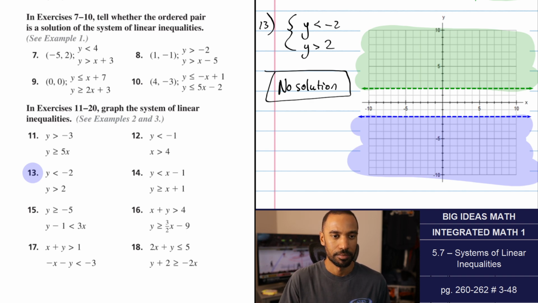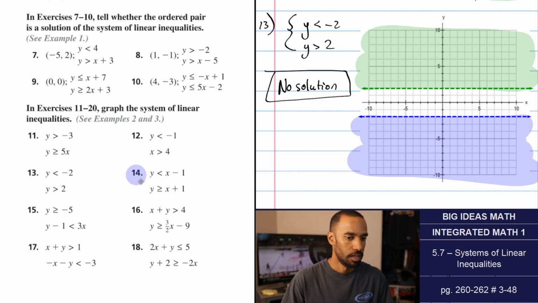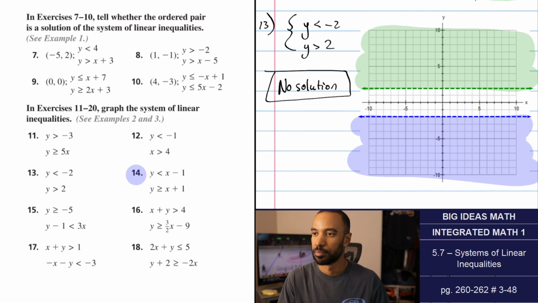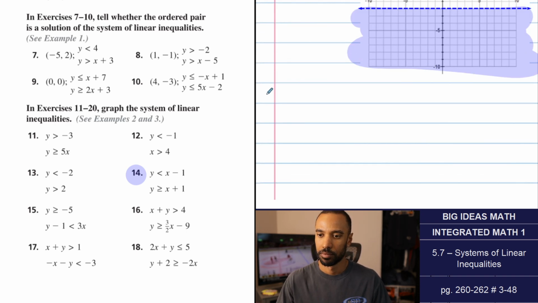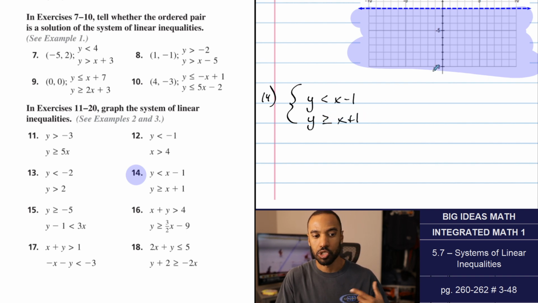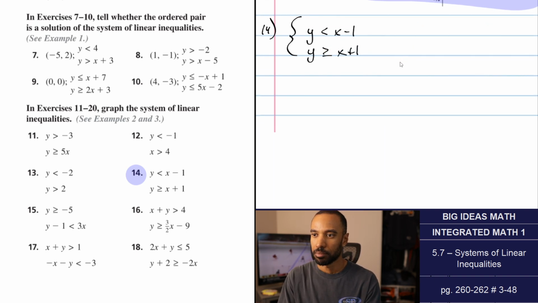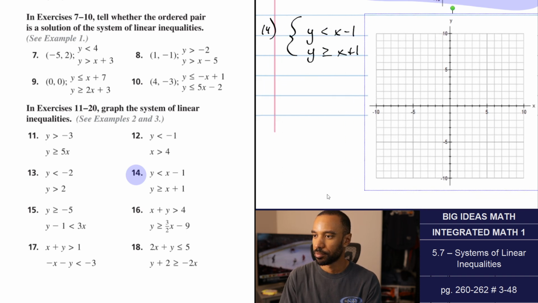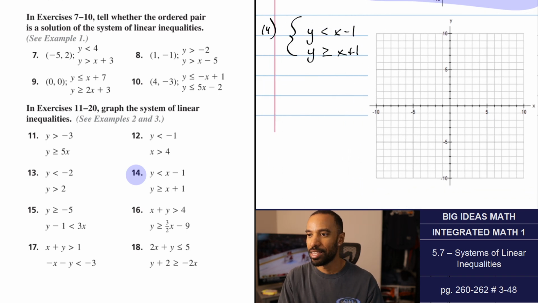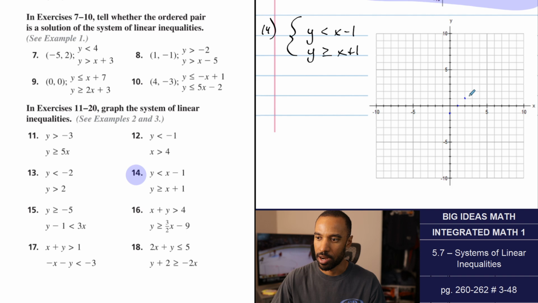Number 14. This might feel the same. Now they're in slope-intercept form together, though. So y is less than x minus 1. Let's first graph this x minus 1. That's a slope of 1 and a y-intercept of negative 1.